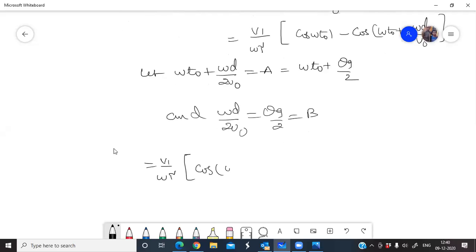cos of omega t naught. Actually we have only omega t naught, but I want to write in terms of a and b. That's why I add and subtract theta g by 2, minus cos of omega t naught plus omega d by v naught. Omega d by v naught is nothing but theta g. In place of theta g, I want to write theta g by 2 plus theta g by 2, because my assumption is a and b, so I want to write in terms of a and b. That's why I want to write all these things.